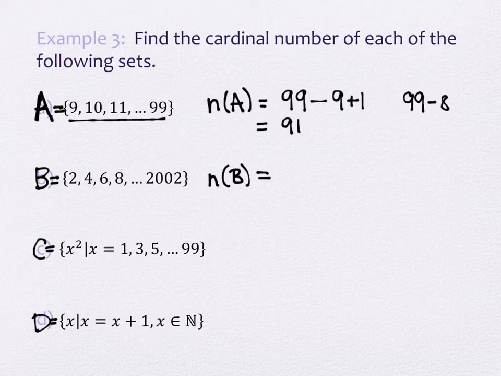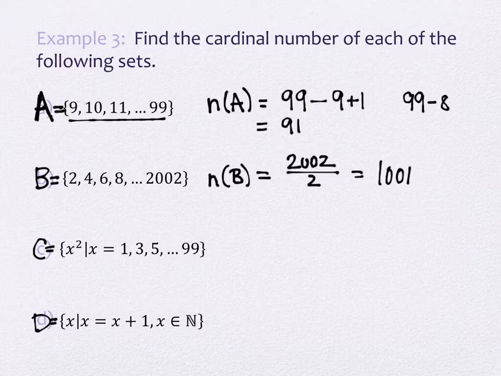What do you think? 1001? Yeah, it's 1001. How do we get that? Yeah, good job, Savannah. That 2002, because that's where it ends, and it started at the original number. It's all the evens, right? And it's evens, not everything. So it's divided by 2. 2002 divided by 2, which gives me 1001. All right.